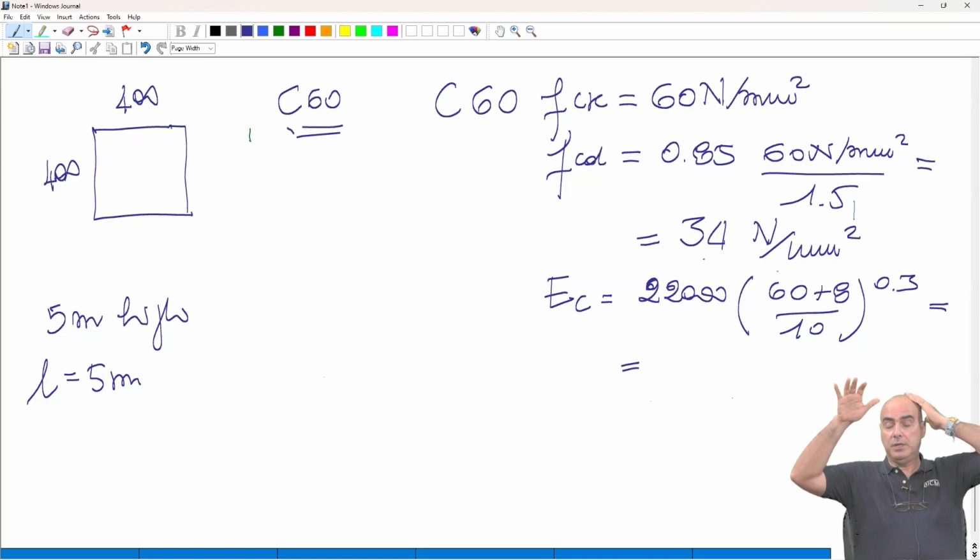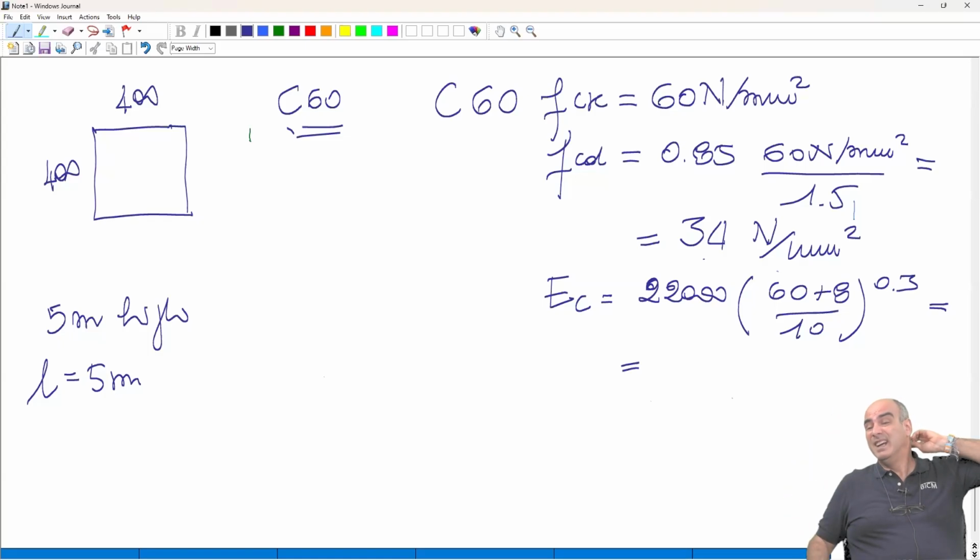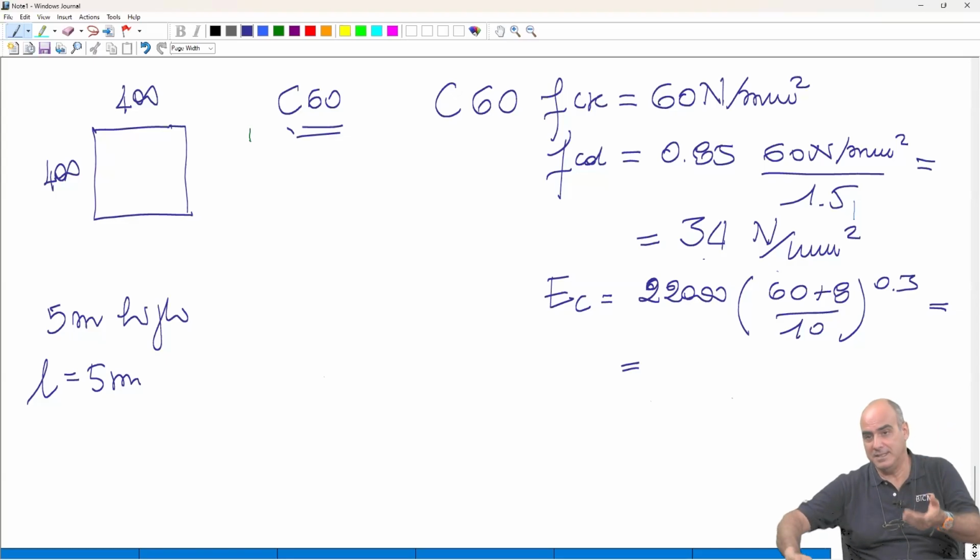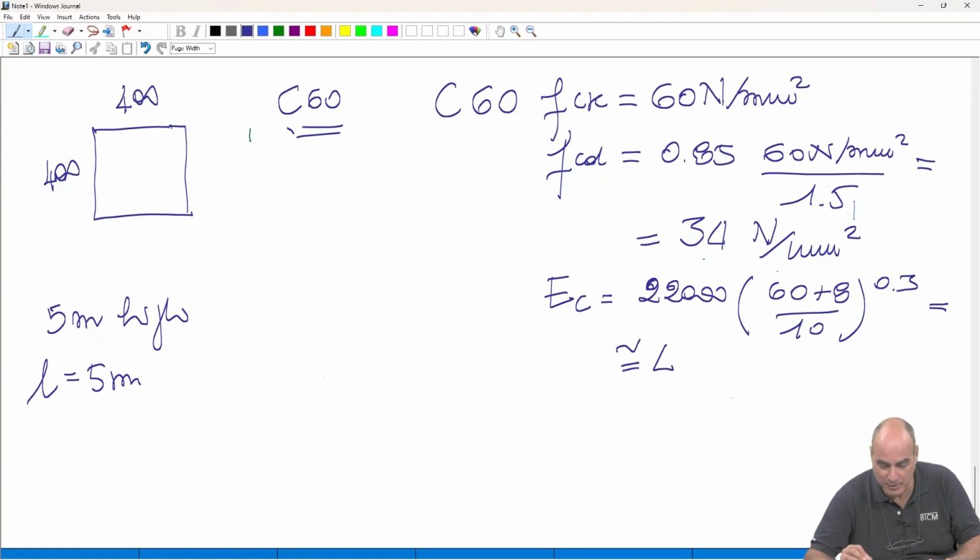Should be close to 40,000. What? 39? Let's say 40,000. It's easier because it's more or less 40,000 Newton per square millimeter.